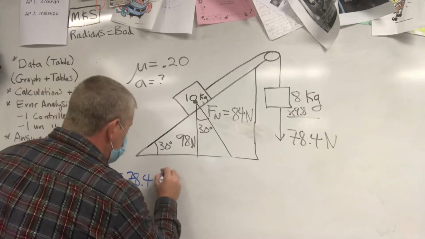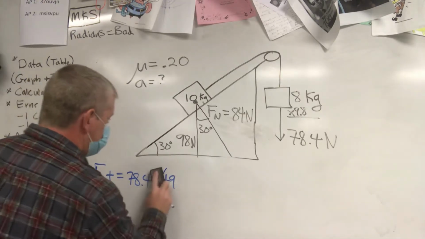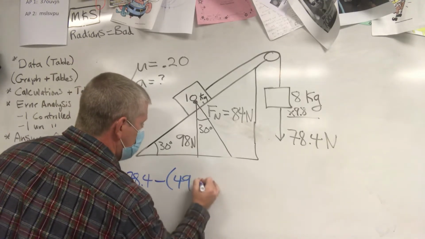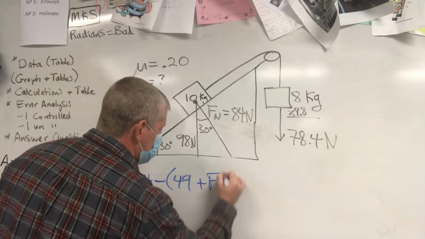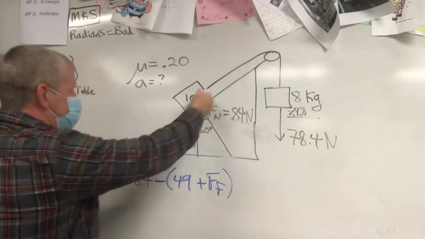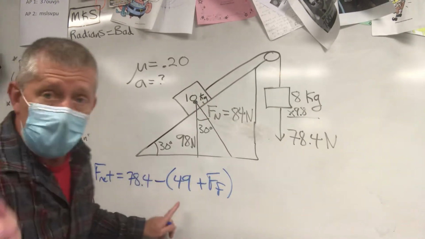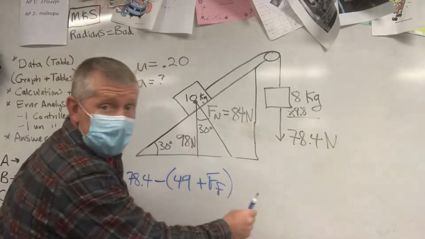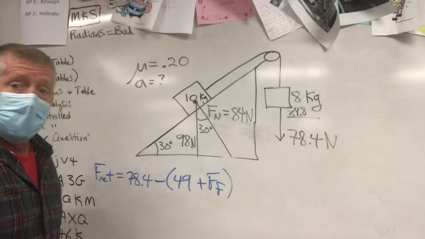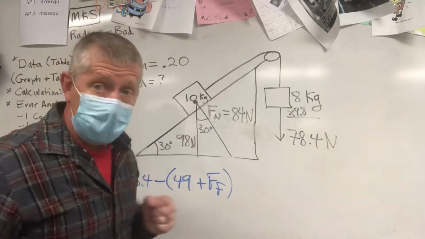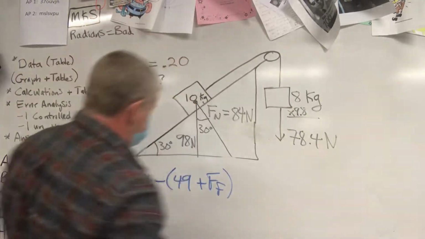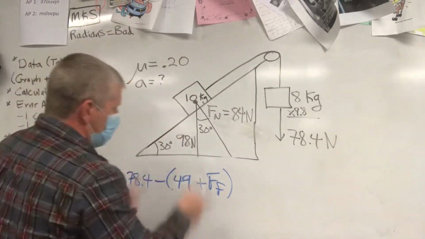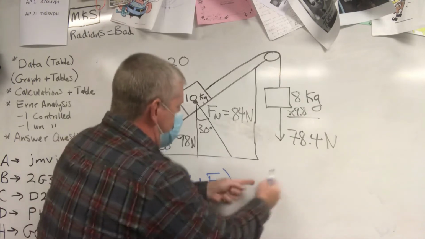So another loser is going to be friction. 49 down the inclined plane, and friction, who always helps the loser, is trying to stop Mama pulling down and therefore pulling this up the inclined plane. Winner, loser, plus friction. Okay, now that's going to equal MA.